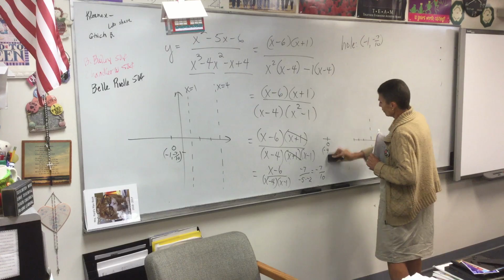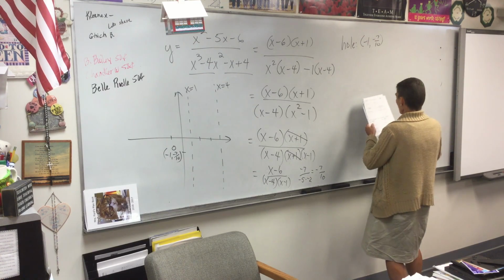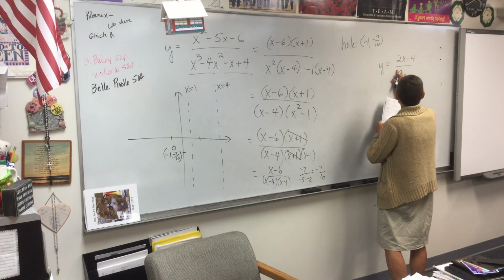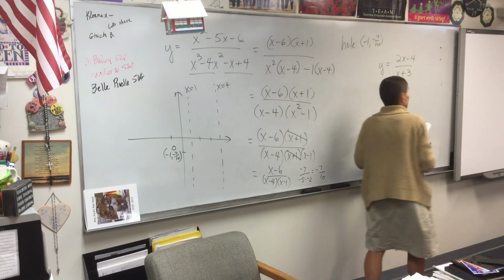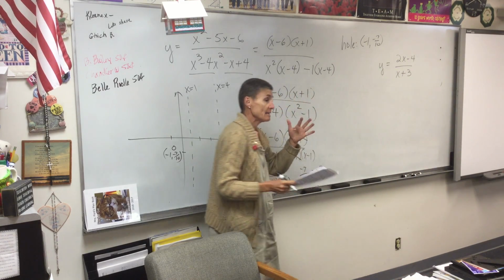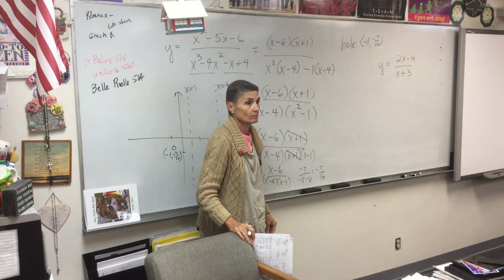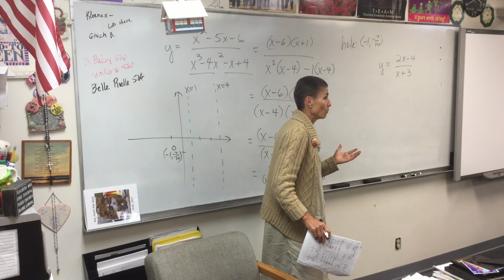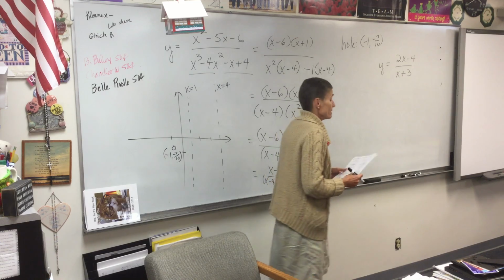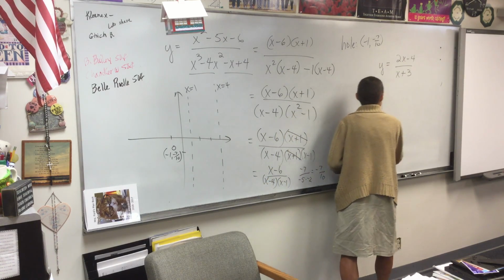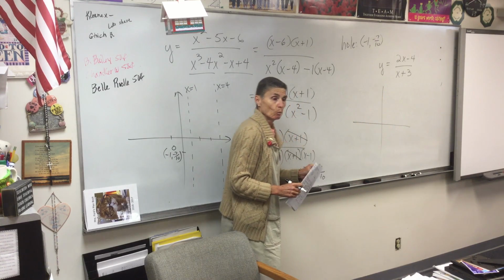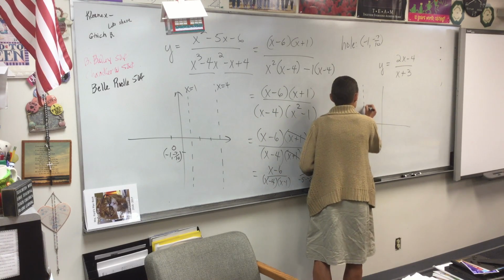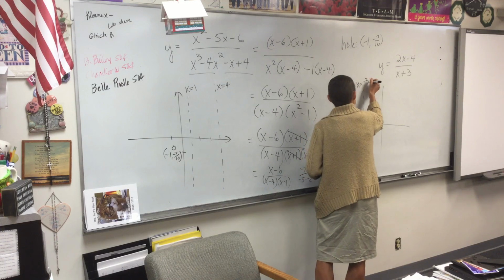Is anything going to cancel in problem 4A? Now, I didn't say, can I factor? I said, even if I did factor, would anything cancel? No. Nothing's going to cancel. And what does that mean about my picture? There simply won't be any holes in it. Does it have a vertical asymptote though? Where is the vertical asymptote? At -3. So I'm going to graph x equals -3.